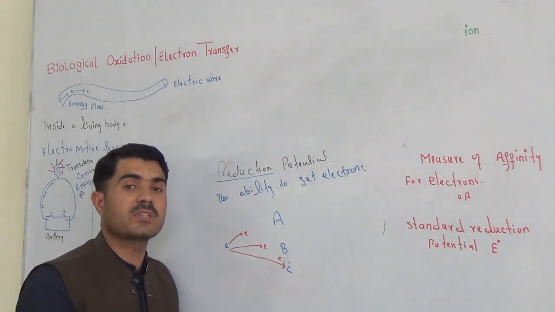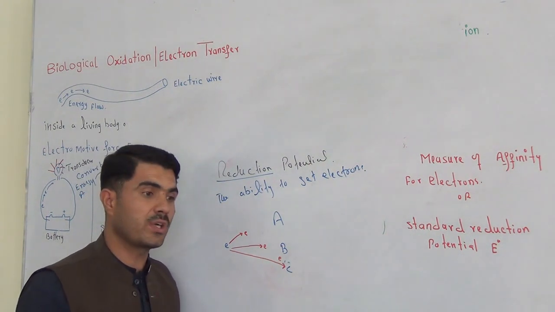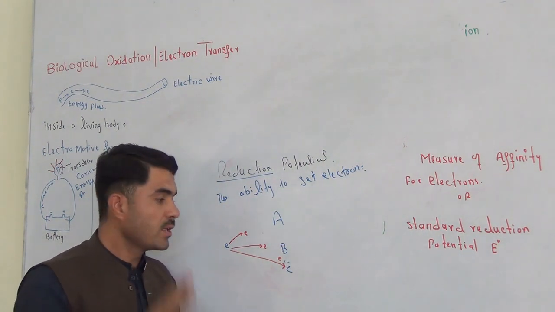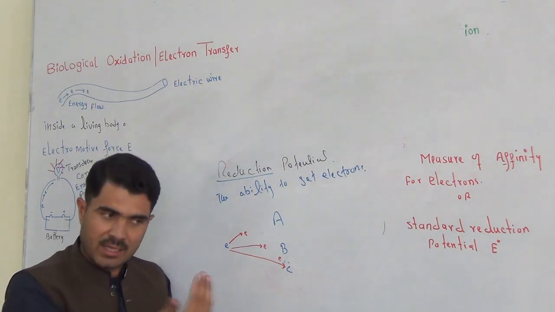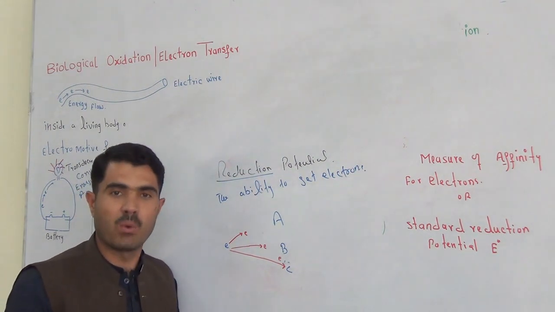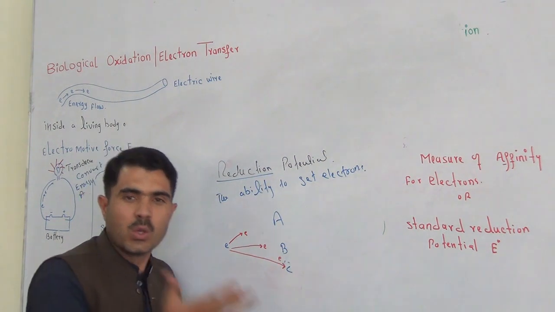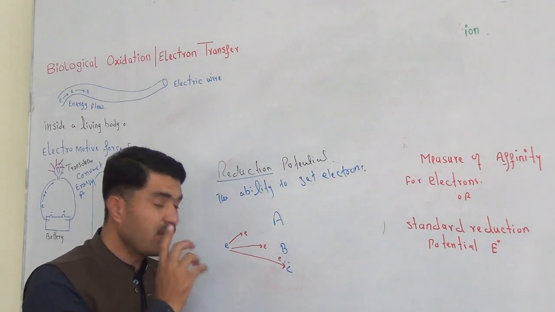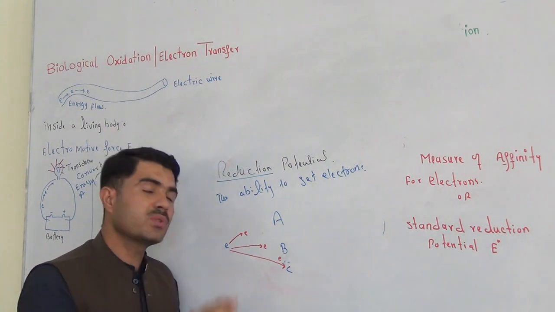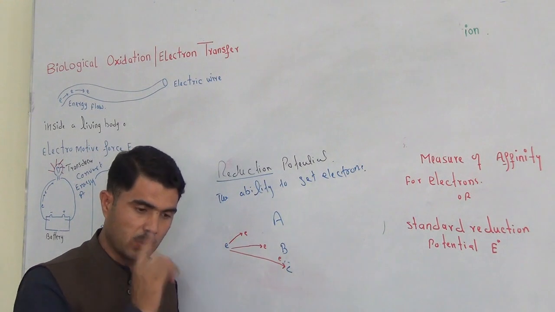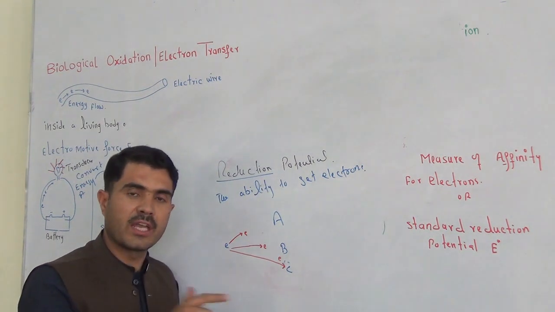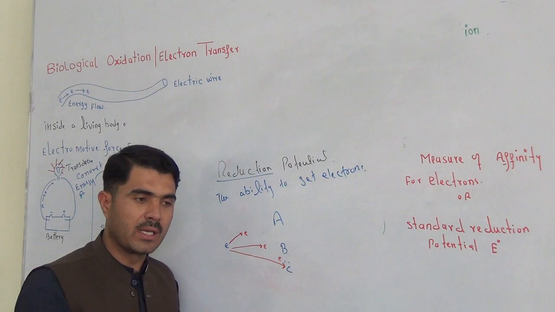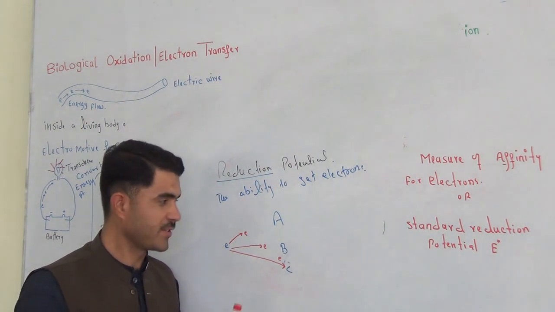We have different molecules and atoms. All the atoms and molecules don't share electrons equally. Different molecules attract electrons with different power, some more strongly, others loosely, and others very loosely. So in order to decide which atom or molecule attracts electrons strongly and which less strongly, we will give you the concept of standard reduction potential or reference electrode first.